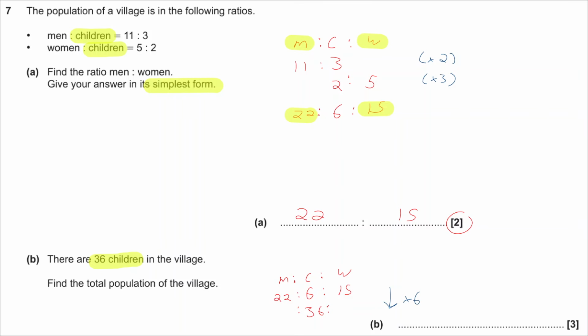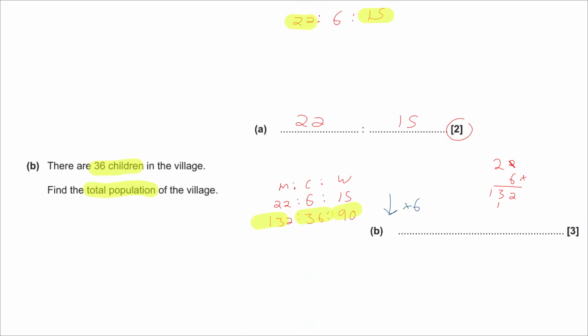So therefore, 22 times 6 is going to give you, let's just double check this, don't make any silly mistakes. So 22 times 6: 6 times 2 gives you 12, 6 times 2 gives you 12, you add the 1, 132. So you've got 132 here. And 6 times 15 is going to give you 90. So the total population is going to be equal to this, add this, add this.